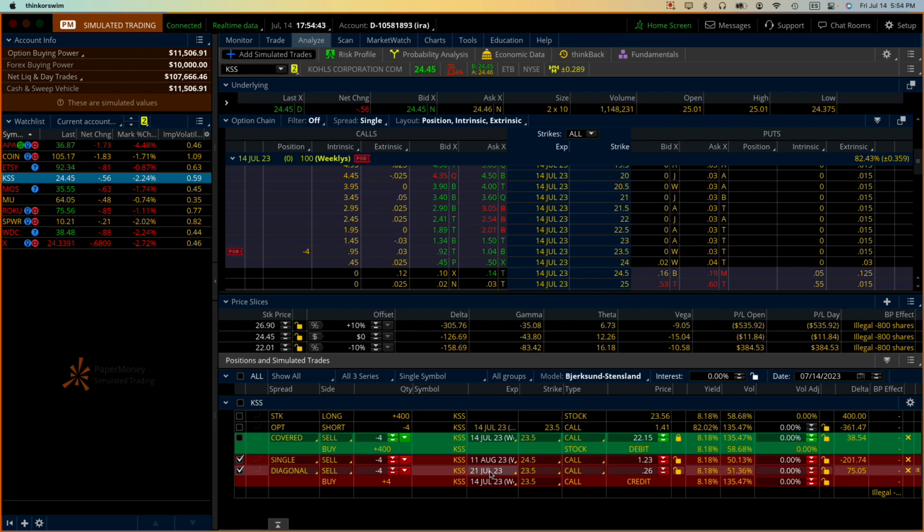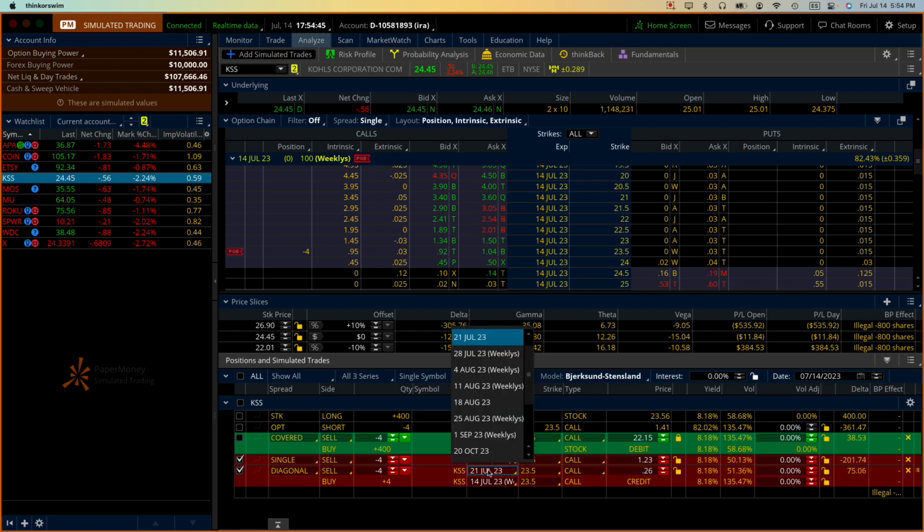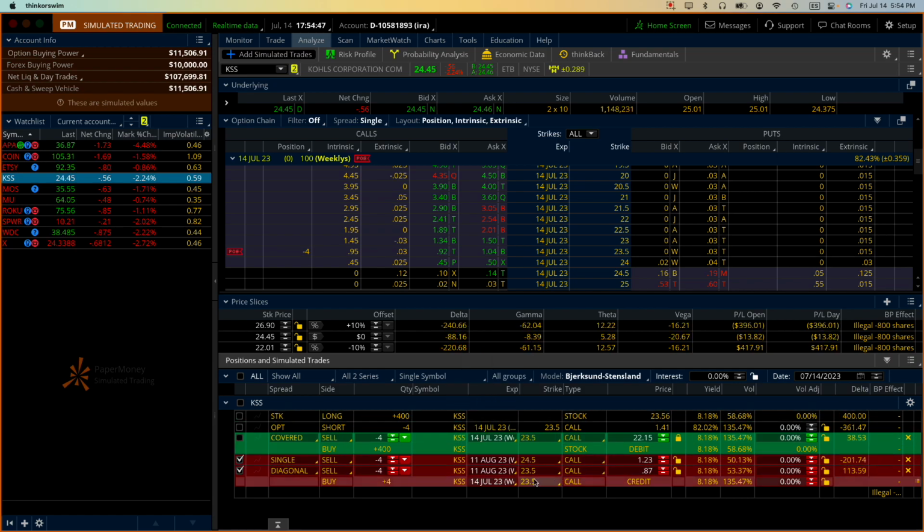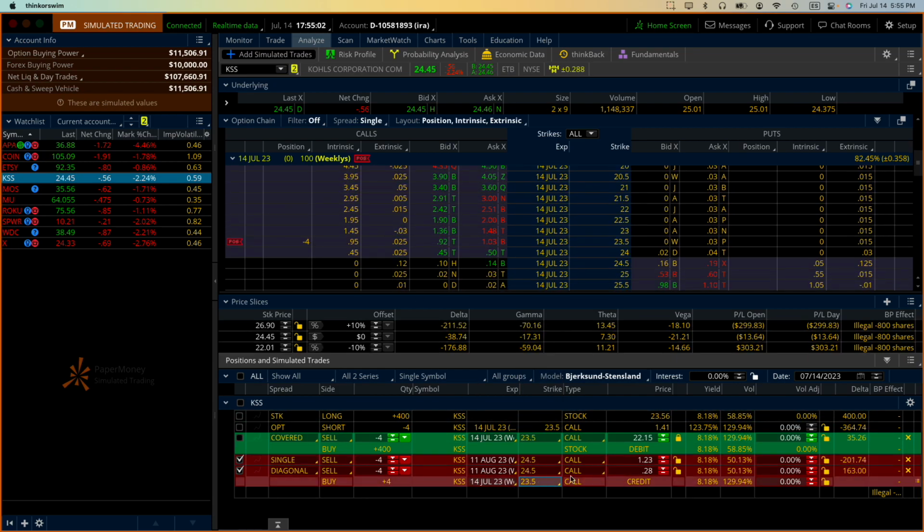And we're going to change the short to August 11th. And my strike price will change also, because we want the one with the most extrinsic value, so that will be the 24.5, which is closest to the current stock price. And you can see that we're actually getting a credit, which is pretty good. But again, this is already built in the adjustment to the intrinsic value.